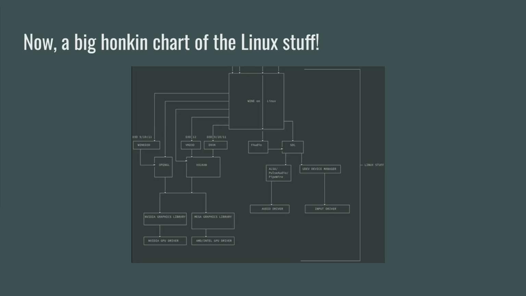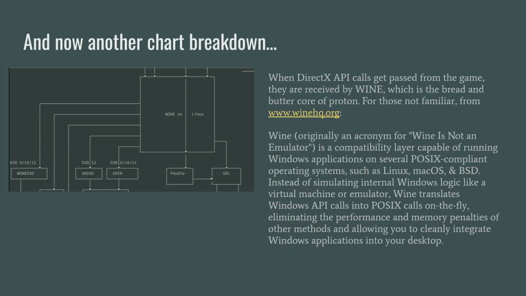And now a big honking chart of the Linux stuff, the part that everybody wants to see. This is a much bigger part of the chart, obviously. I'm sorry if people can't see this. I know the chart is kind of small, even though it's blown up here. But we'll break it down a little bit more. So we've got Wine, which is where the DirectX stuff gets inputted. And Wine handles a bunch of different Windows APIs.